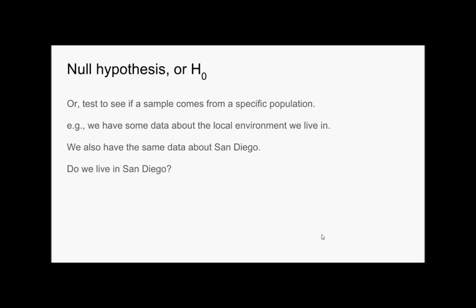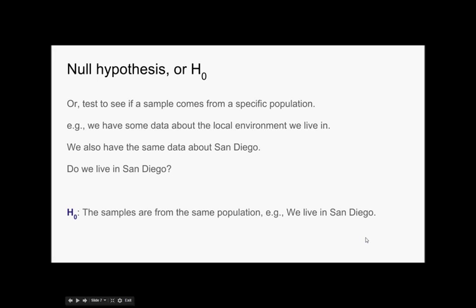And based on your prior knowledge, you might say, yes, I go to UCSD, so of course I live in San Diego, or near San Diego at least. But we're going to actually try to test this with numbers. And in this case, this is just an illustration that the sample, which is the data about the environment, might come from the same distribution of the data about San Diego. So if we reframe, that is, the samples are from the same population, or we live in San Diego.